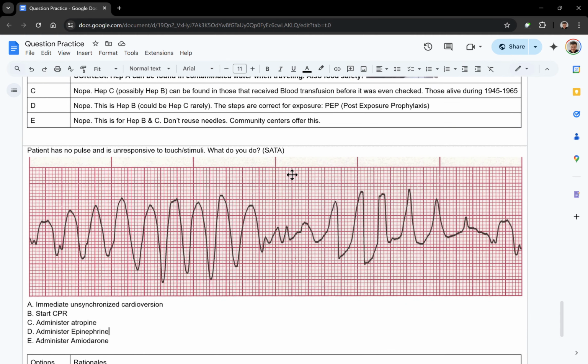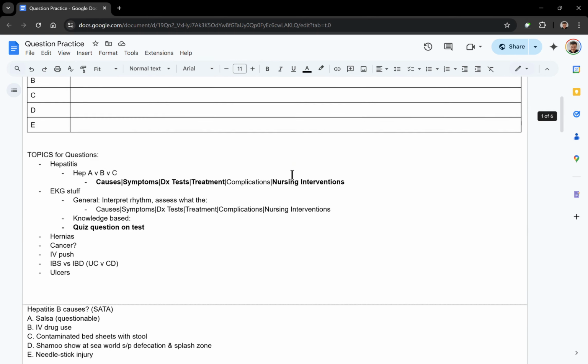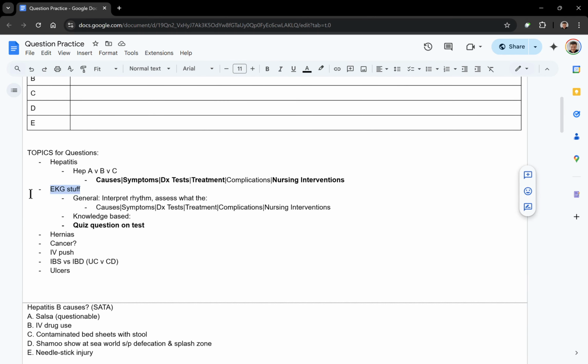Yes. All right, you're good in EKGs, or? I hope so. It's okay. We'll just move on. Okay, so we did EKG stuff. We did hepatitis. What else? What else are you feeling?